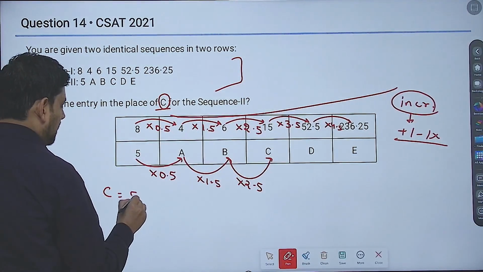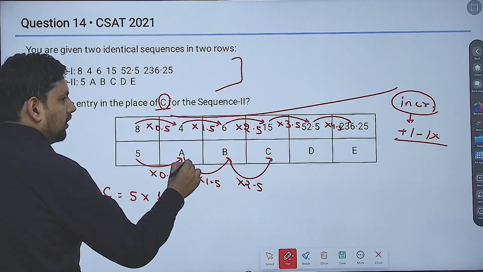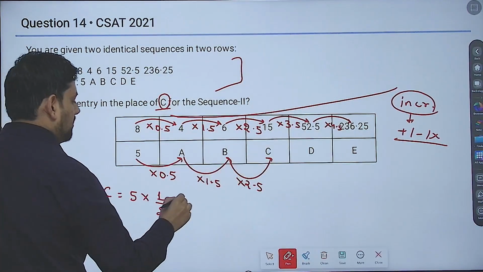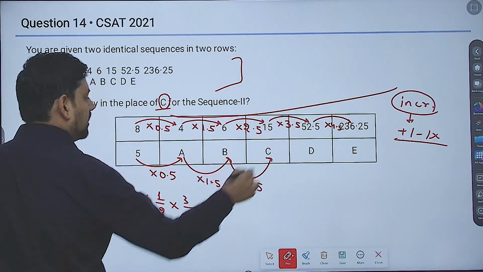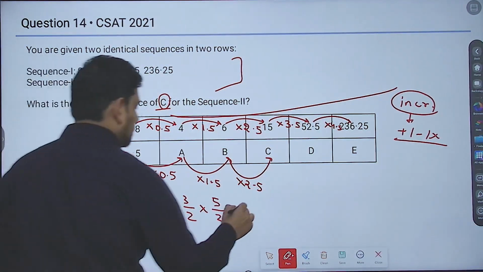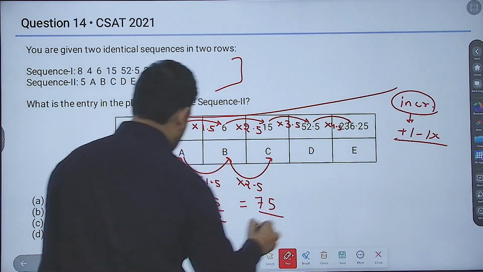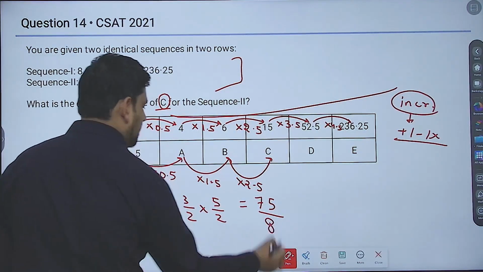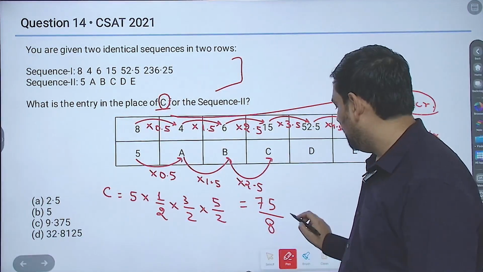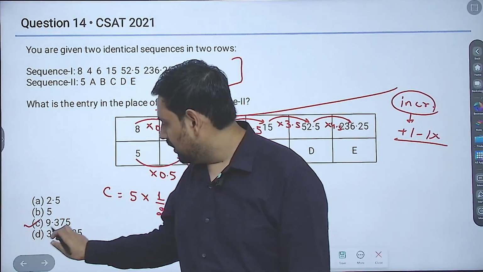C will be equal to 5 into 0.5, which can be written as 1 by 2, into this. So 5 into 0.5, then 1.5, then 2.5. So 1.5 is 3 by 2 and 2.5 is 5 by 2. Ultimately, 5 5s are 25, 25 into 3 is 75, 75 by 2 2s are 4, 4 2s are 8, so 75 by 8. You need not even divide it completely. If you want, you can, but otherwise 8 9s are 72, so approximately 9 point something, so 9.375.